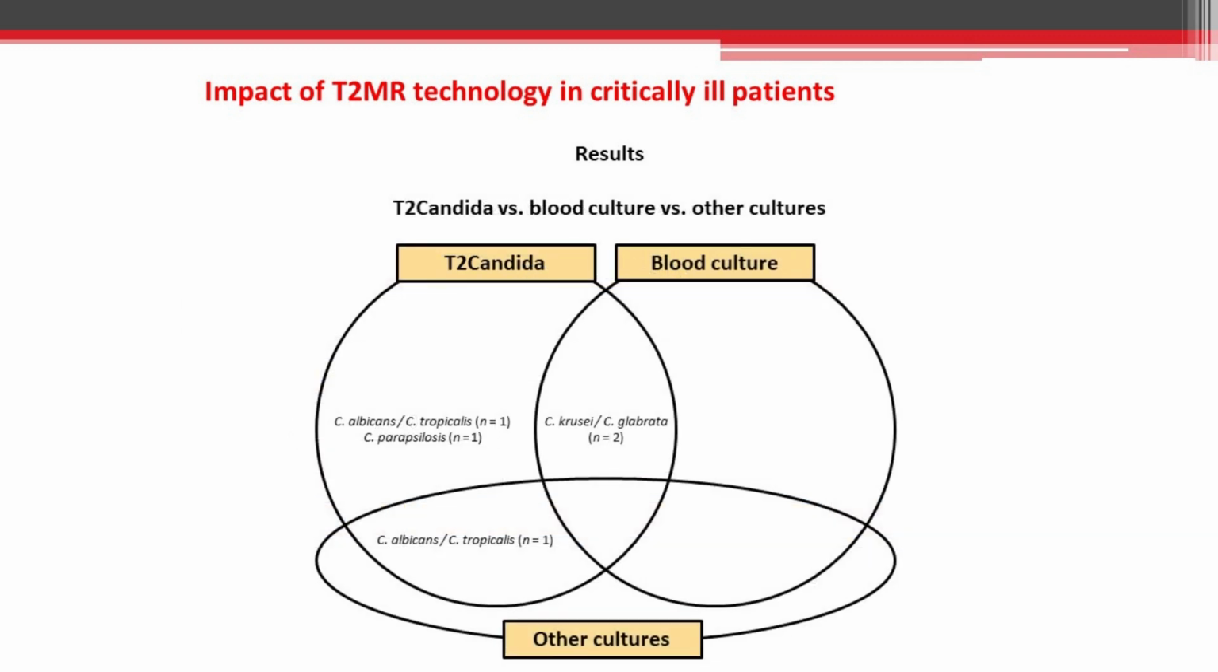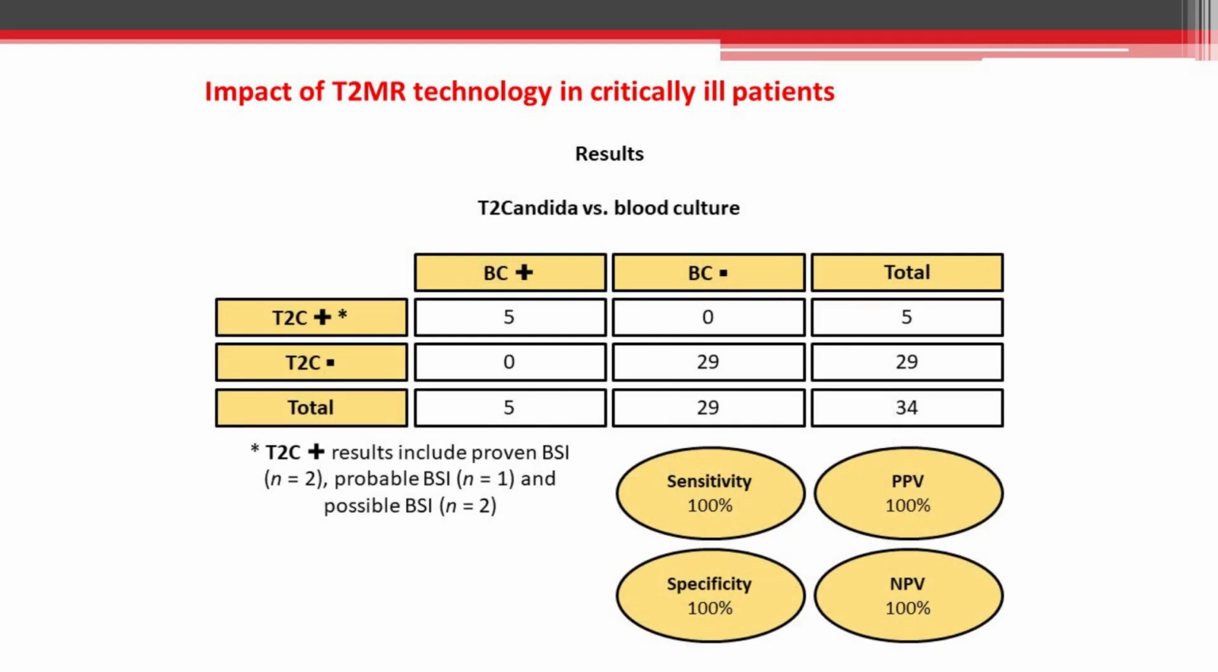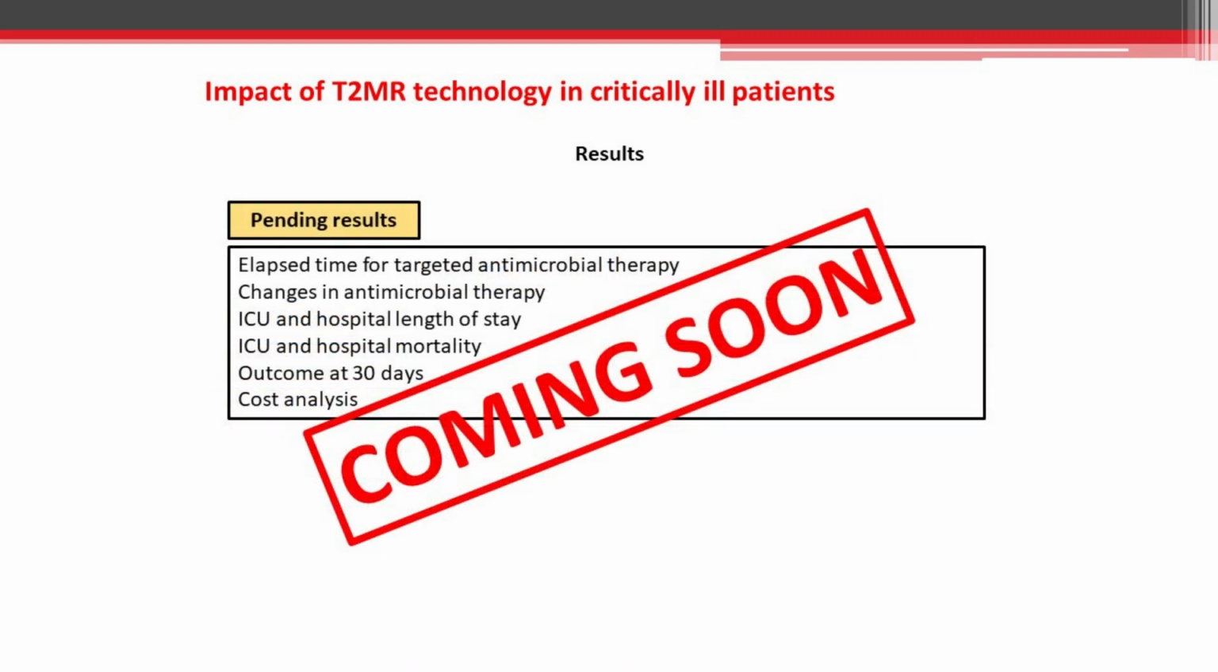So as you can see here, T2 candida picked every single one of the agents that the blood culture picked, but it also could pick some cases that would be probably missed by the blood culture, and these are here. They are the patients that came from another cultures. So looking at the results and calculating sensitivity and specificity, we have a sensitivity and a specificity of 100% in this population of the study. So we have some results that are still pending at the moment, and those are from the clinical part. So these are coming soon.